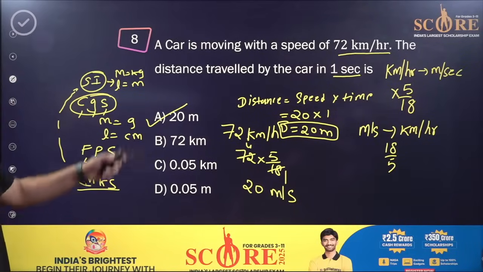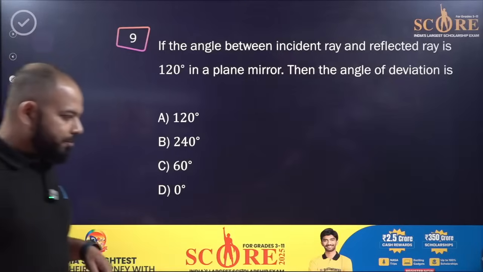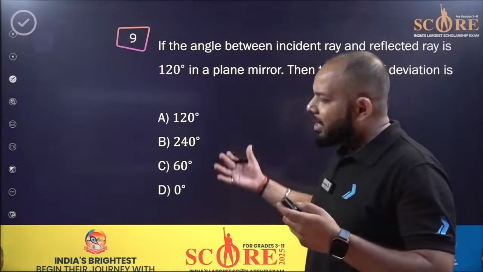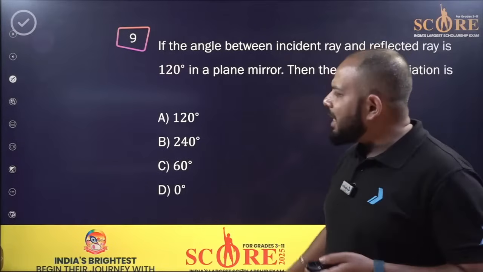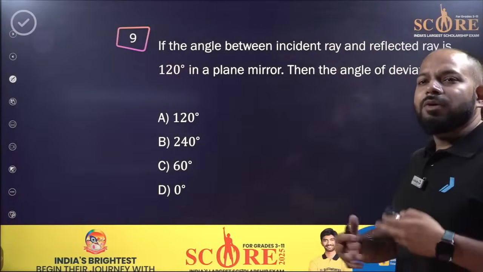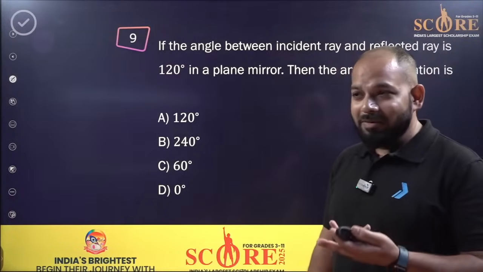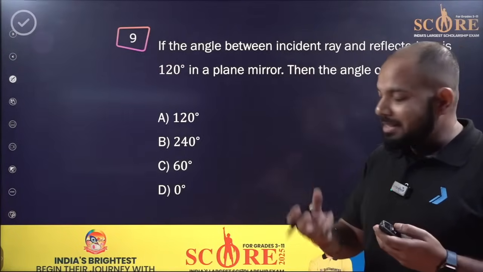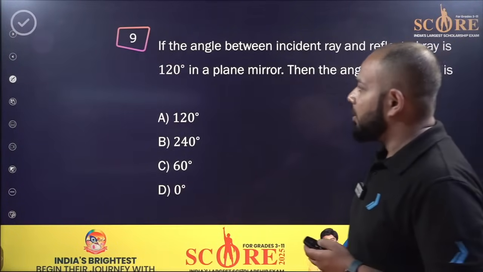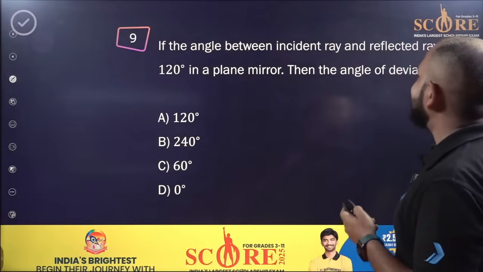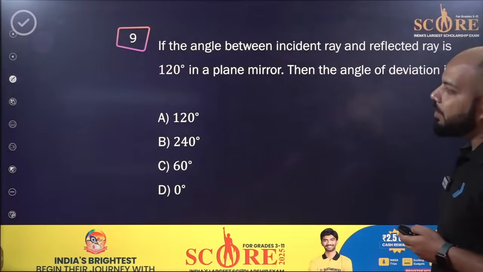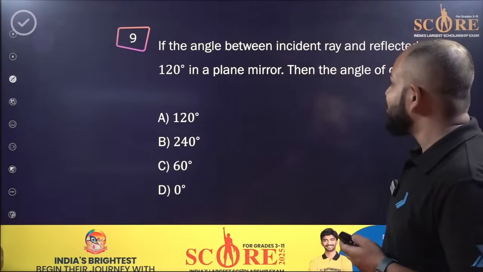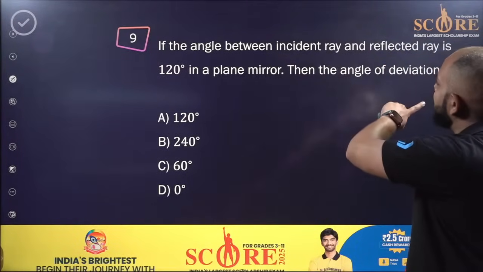So let's do question 9 now. We'll try to finish most of the questions today, so your logics and everything will be done. But if any question is left, we'll be covering it in the upcoming sessions also. So please stay tuned, because along with the questions, your logics and your base are also getting stronger. Okay. So if the angle between the incident ray and the reflected ray is 120 degrees. Now here comes the question of the plane mirror. Angle between incident ray and the reflected ray.